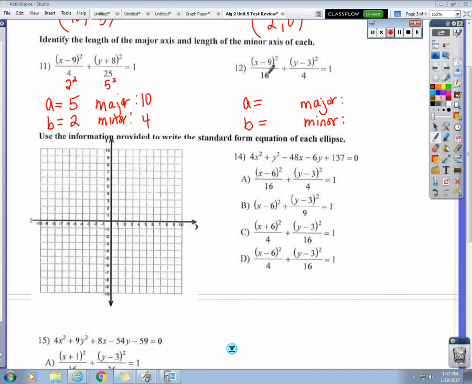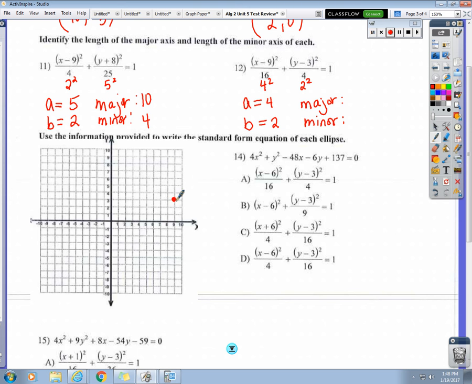This was originally a what plugged in? 4. And then they squared it, and that's how it became 16. This was originally a 2, and then they squared it, and it became 4. So what was your A value? 4. What was your B value? 2. Now, just so I make sure everybody understands, you don't have to, but I'm just going to quickly graph this. It's a negative 9, negative 3, so doesn't that mean it's really a positive 9, positive 3?